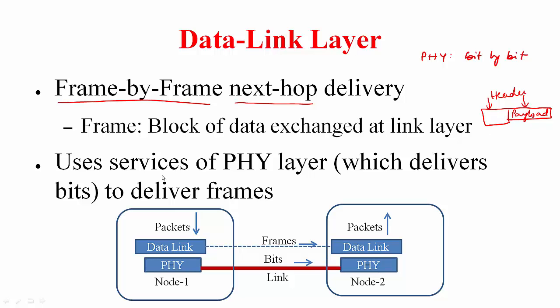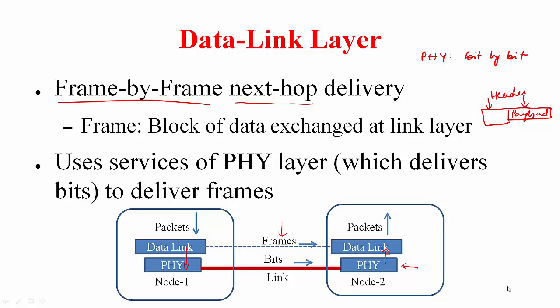So the data link layer uses the services of the physical layer to deliver the frames. That is, a frame is nothing but a bunch of bits. So the data link layer delivers the frame to the physical layer, which will convert the bits into signals and deliver it to the other node. And the physical layer here is going to convert the signals back into bits and pass them up to the data link layer, which reassembles the frames. So basically the physical layer is used as a building block to deliver frames at the data link layer.